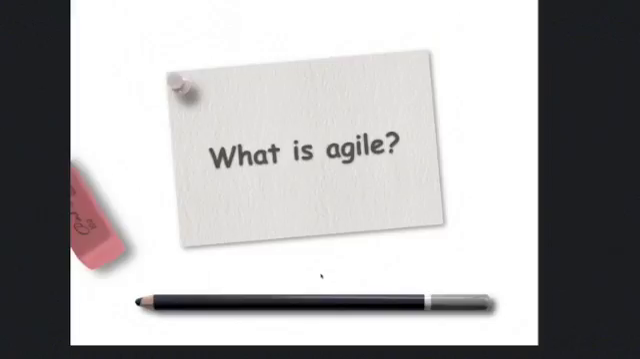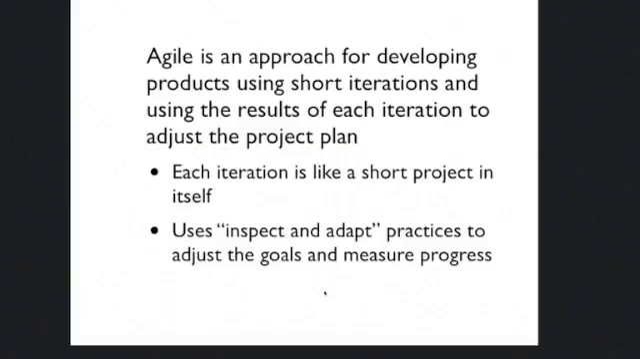Okay, let's get started. So let's talk about what is Agile. Put most simply, Agile is an approach for developing products using very short iterations and using the result of each iteration, the output of each iteration, to adjust the project plan. So we have a plan out there and we're just adjusting that with each iteration, usually just a tiny little bit. Each iteration itself is like a short project.